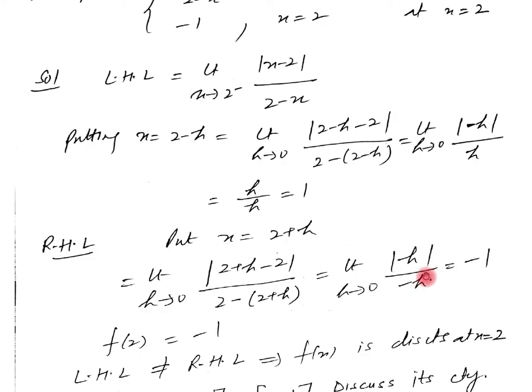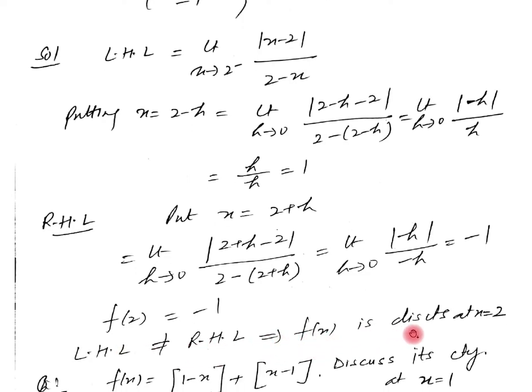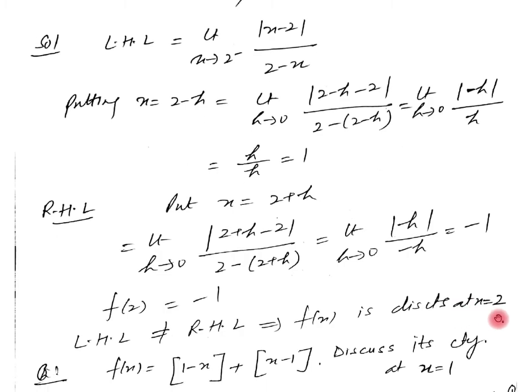So therefore we have to check the continuity. Left hand limit is 1 and right hand limit is minus 1. Left hand limit is not equal to right hand limit, so we can say limit does not exist. Therefore the function is discontinuous at x equal to 2.